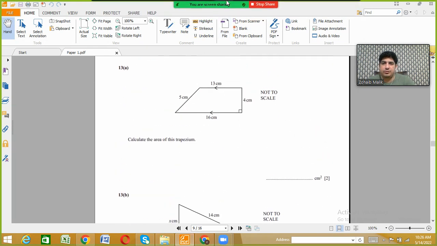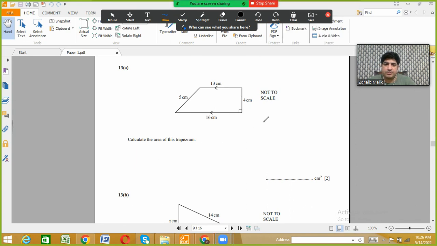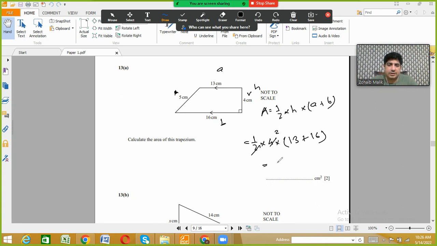So here we have to find the area of the trapezium. We know that the area of the trapezium is 1 over 2 into height into the sum of the two parallel sides. So if this is A, this is B, the straight line between the two parallel sides is this 4, so this is the height. We cannot take this one as a height. So this is 1 over 2 into 4 into 13 plus 16. 13 plus 16 would be 29. So 2 times 29 is 58 centimeter square.